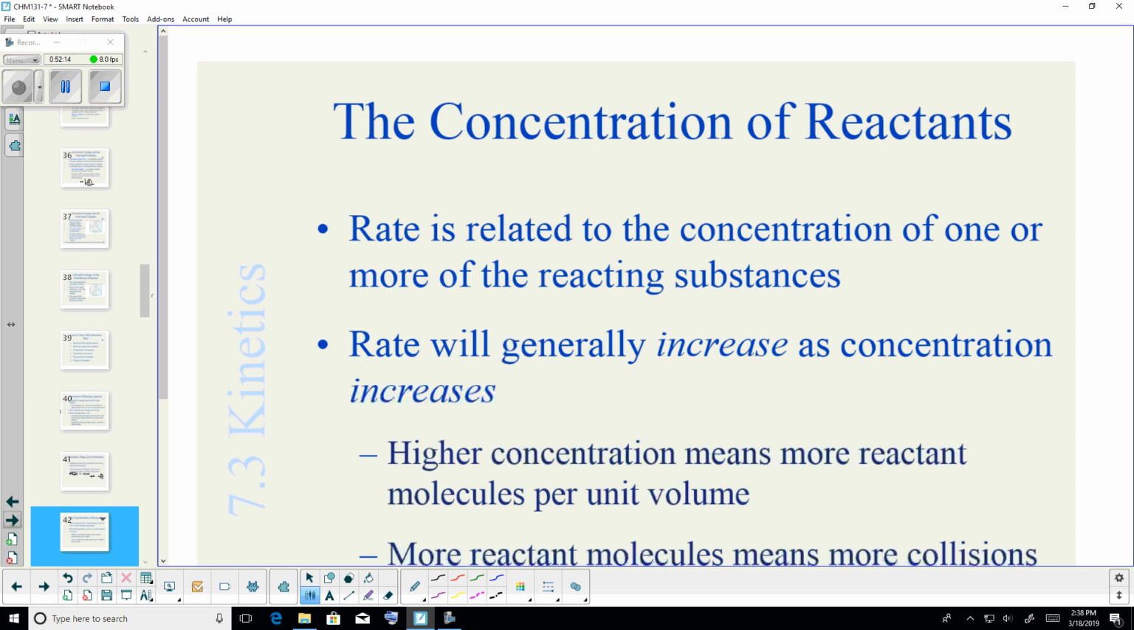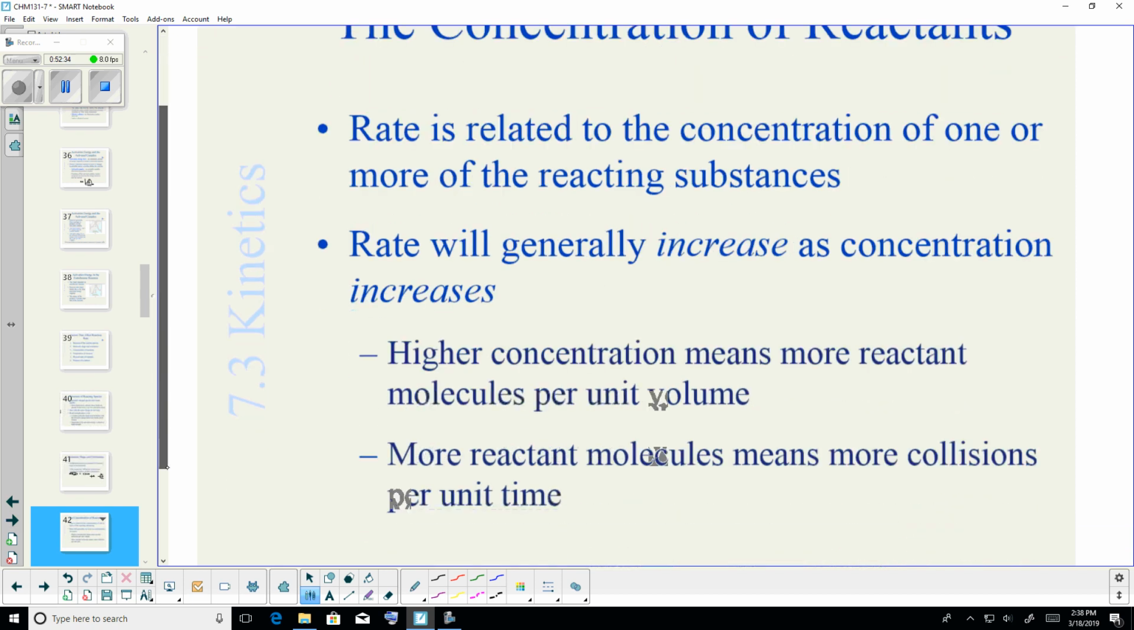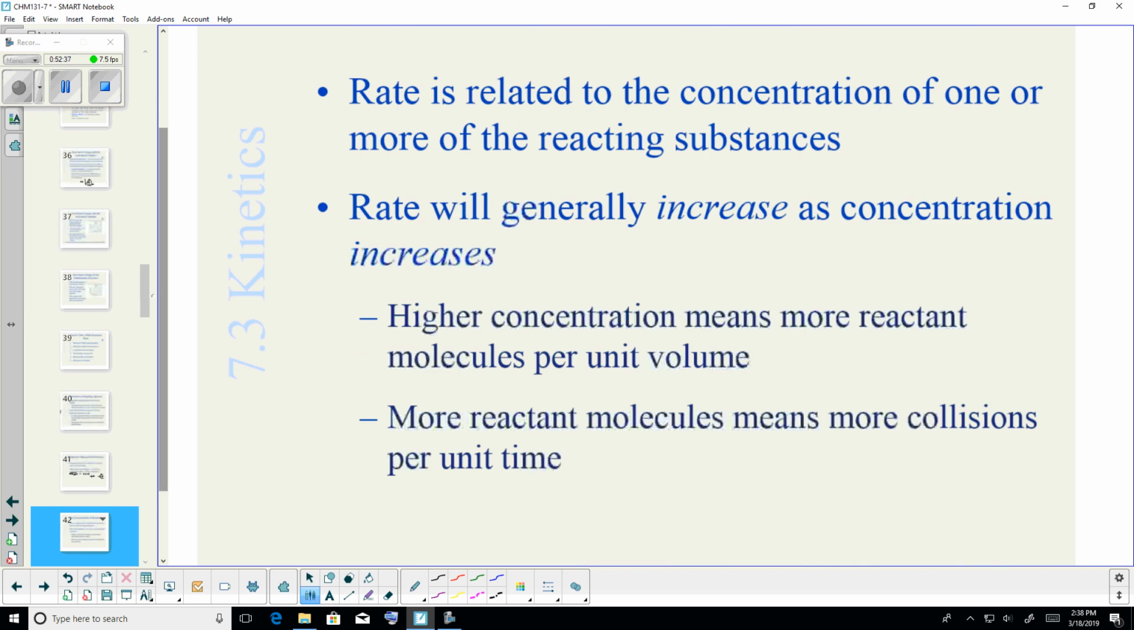If there's just 4 of you in this room and I blindfolded you and you had to find each other, it would take a while to bump into each other. If I had 200 of you in here blindfolded, it wouldn't take you long to hit somebody. So you have more reactant molecules per unit volume, more collisions per unit time. It goes faster. Okay?